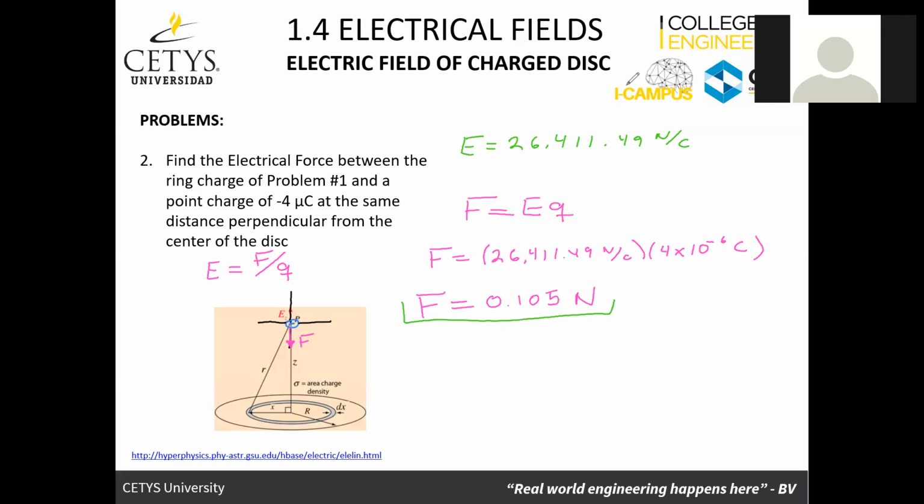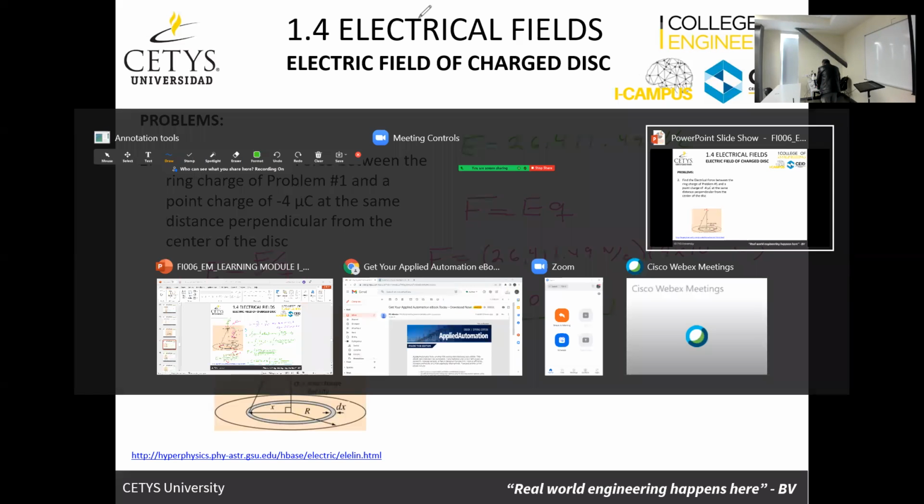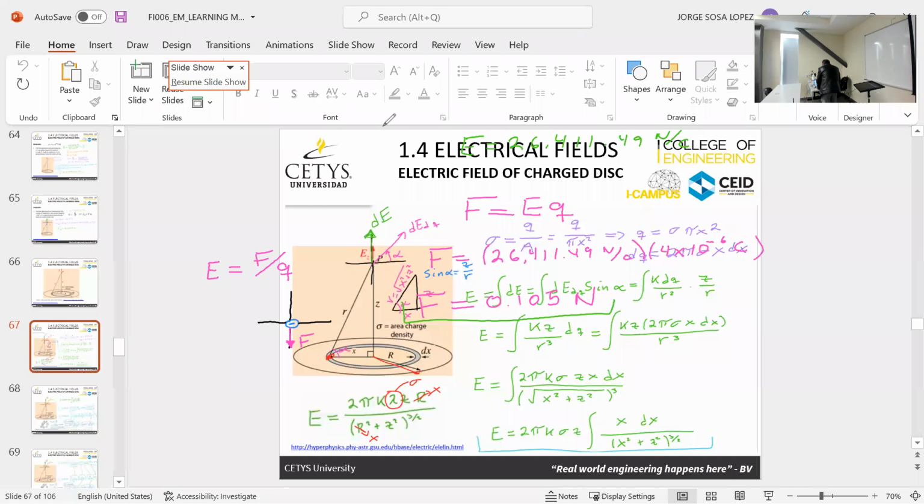Professor, I have a question. Yes, go ahead, Anya, please. There on the problem it says that we have to find the force between the ring charge. But didn't we calculate the disk charge? That's a typo. Thank you for that. Yeah, that's a typo, and it has to be the ring, correct.